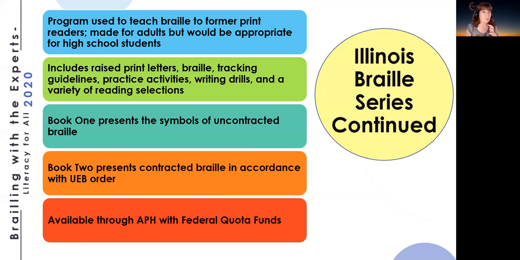It comes in different books. Book 1 is all about the symbols and uncontracted Braille. Book 2 starts to introduce those contractions in UEB order, and it is available through APH with federal quota funds. I'm guessing we will have some of them shortly in the loan library. It's so new that we do not have them right now.